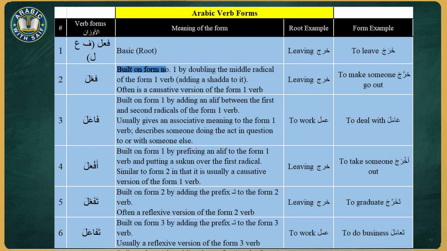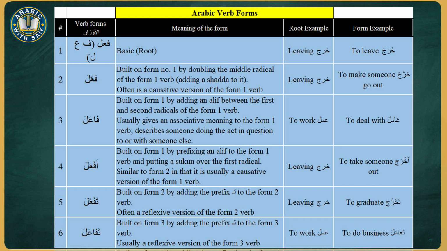built on form number 1 by doubling the middle radical of the form 1 verb, adding a shadda to it. Often it is a causative version of the form 1 verb. For example, the root خرج, leaving, on the measure of the form فعل, خرج, means to make someone go out.